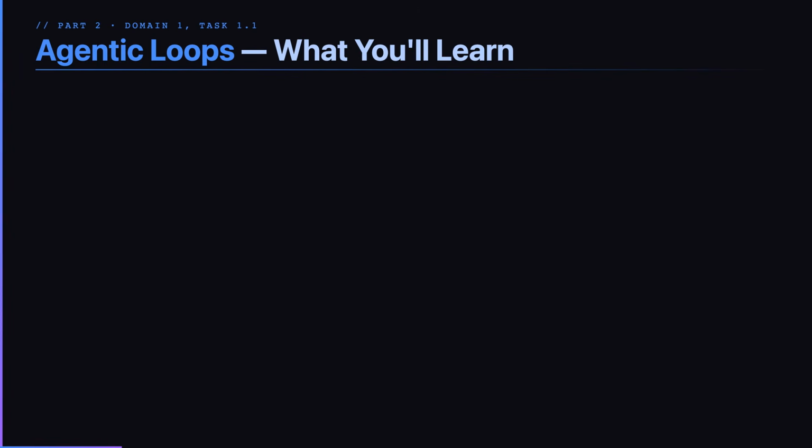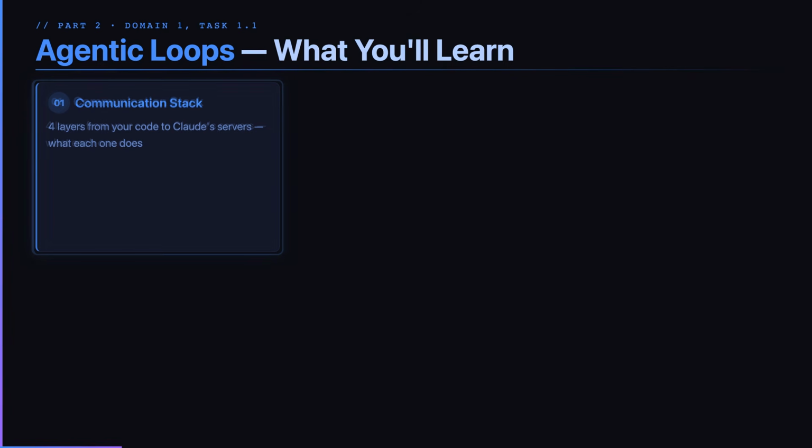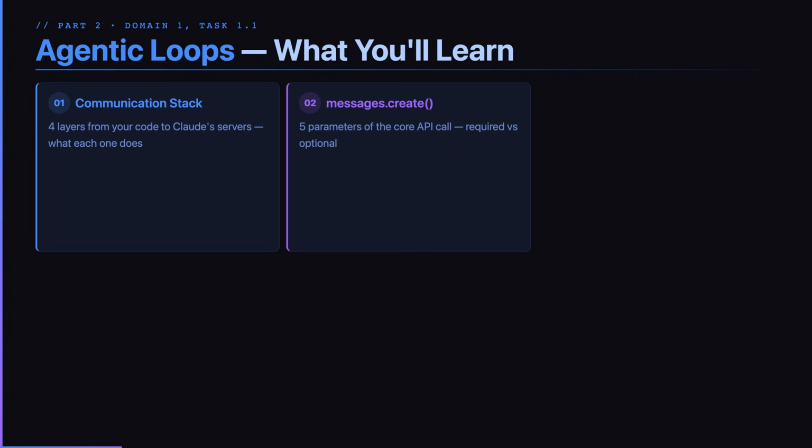By the end of this video, you'll be able to design, explain, and reason about agentic loops at exam depth. Here's what we cover: 6 concepts. First, the communication stack. What actually happens between your code and Claude servers across 4 layers. Second, messages.create, the one function you call in every agentic loop. 5 parameters, 2 of them required.